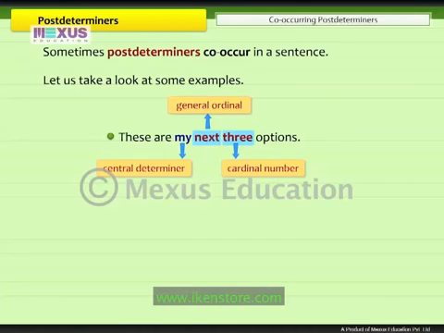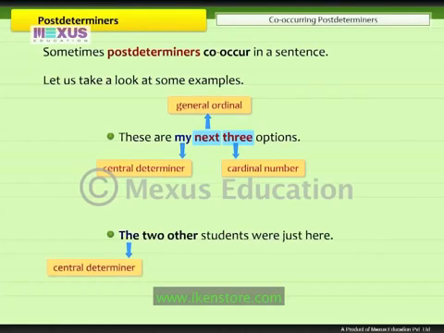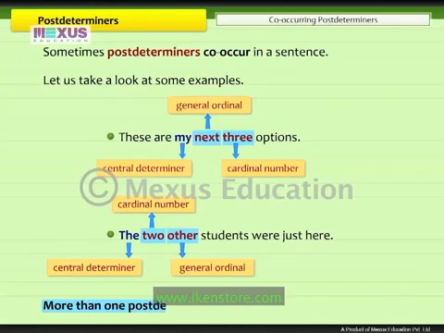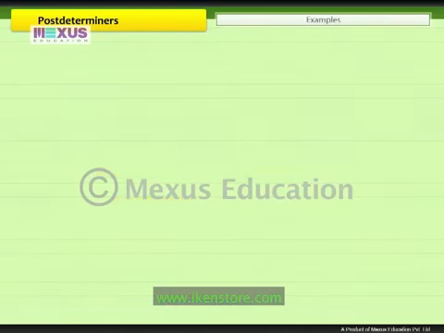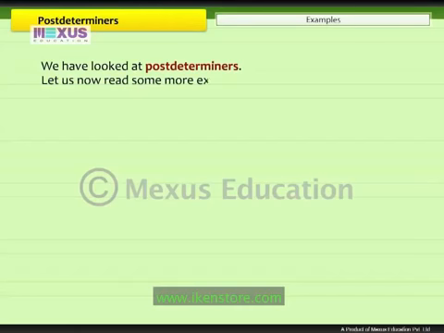Look at the next example. The two other students were just here. Here, the central determiner is the, the cardinal number 2 and the general ordinal other occur after the central determiner the. Therefore, two postdeterminers co-occur in this sentence. Thus, it is possible for more than one postdeterminer to occur in a sentence. We have looked at postdeterminers. Let us now read some more examples.